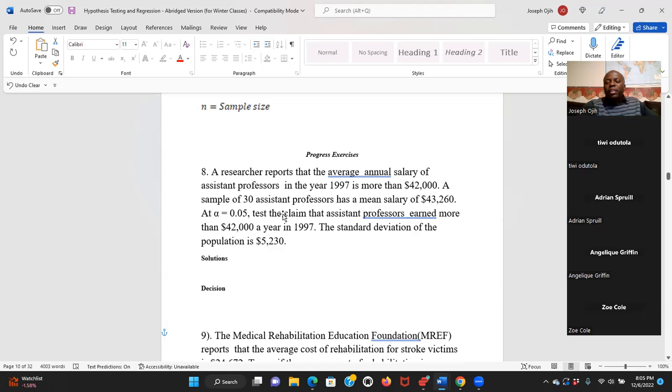Now, you say that they earn more than 42,000. They get a sample of 30 assistant professors with an average salary of 43,260, which is bigger. Somebody might say we already know they earn more, because the average for these 30 samples is bigger than 42,000, so what's the point in testing? Well, 30 assistant professors is very small compared to hundreds of thousands of assistant professors, so it does not really represent the population. That's why we still need to do the actual test.